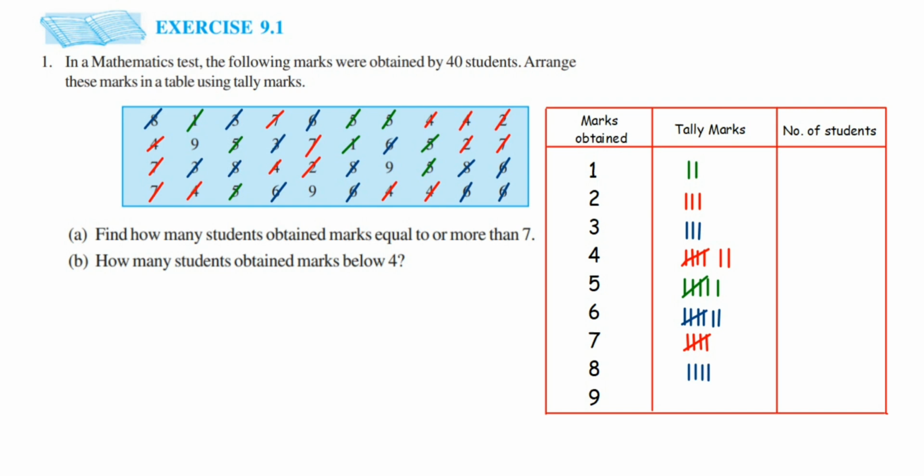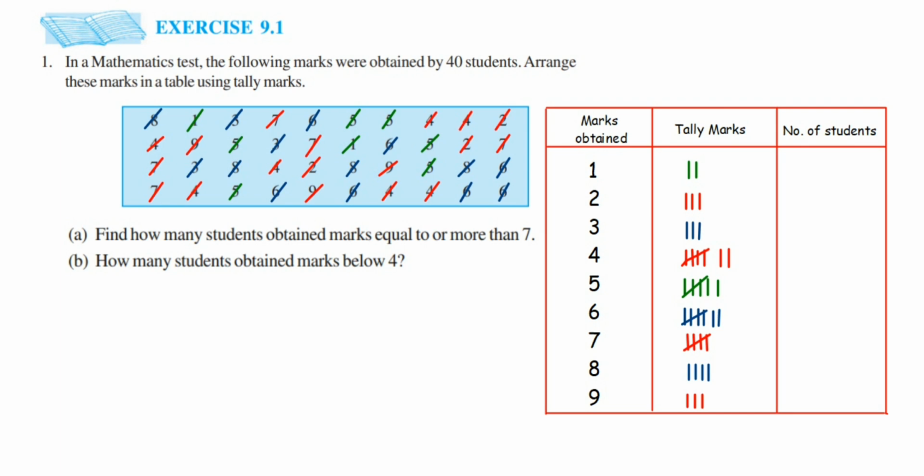Next, we have 9. So how many students obtained 9 marks? There's one 9 in the second row. So we'll draw 1 tally mark here. There is 1 more in the third row and 1 more in the last row. So total 3. We'll draw 3 tally marks. This is 1, 2 and 3. Now we are done with the second column, that is, we have drawn the tally marks.